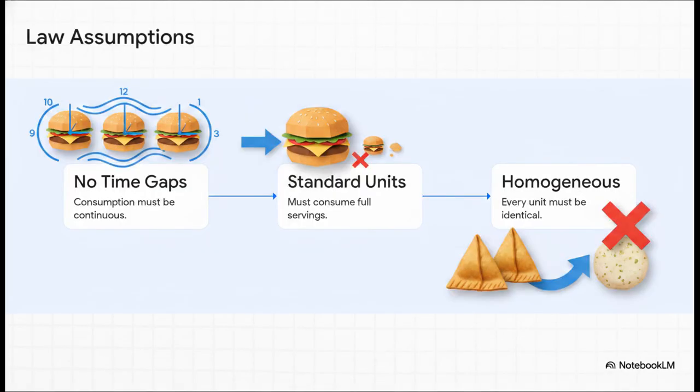But hold on. To make this law actually work mathematically, economists have to enforce some pretty strict assumptions. You can't just eat a burger at 9 a.m., another at noon, and a third at 3 p.m. and claim the law failed because you enjoyed them all equally. There can be no time gaps. Consumption has to be continuous. Also, the units must be standard, so eating a single crumb doesn't count, it has to be a full serving. And finally, they must be homogeneous, meaning identical. You can't swap an aloo samosa for a paneer samosa halfway through.